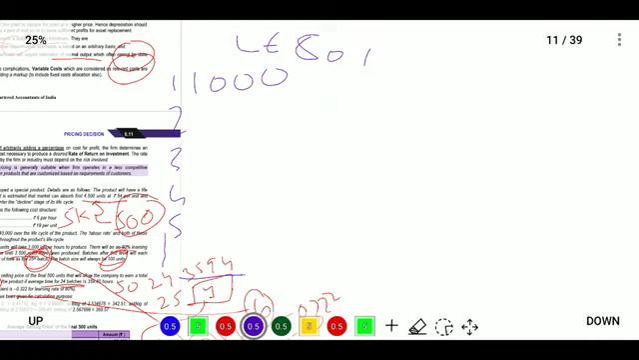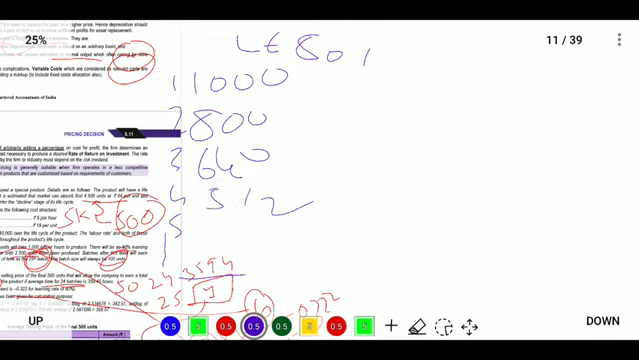Here they provided 80%. So for the first unit it will be 1000, and the second unit is 1000 into 80%. What will 1000 into 80% be? It means we will get 800 hours. For the second time it will be 800 hours. For the third time, 800 into 80%, this is 640 hours. Then the fourth time, 640 into 80%, we will take only 512 hours.